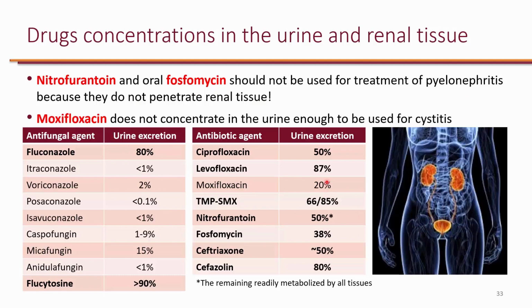In this table, I'm showing you the percentage of different antibiotics that actually get excreted renally, as well as some antifungals. What I want you to know from this table are the bolded agents, and not necessarily the percentage, but the fact that these bolded agents get enough concentration in the urine.